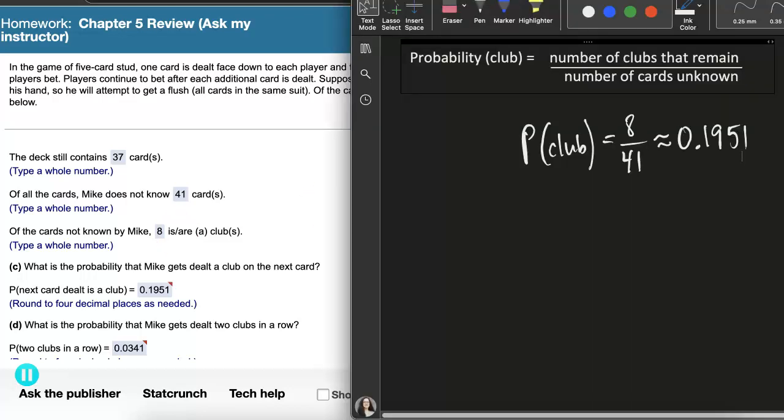So to find the probability of a club, we're going to take those two values and divide them, and we get 8 over 41, or approximately 0.1951.